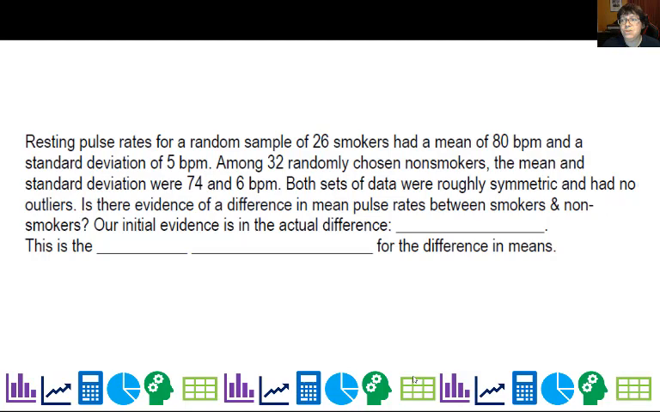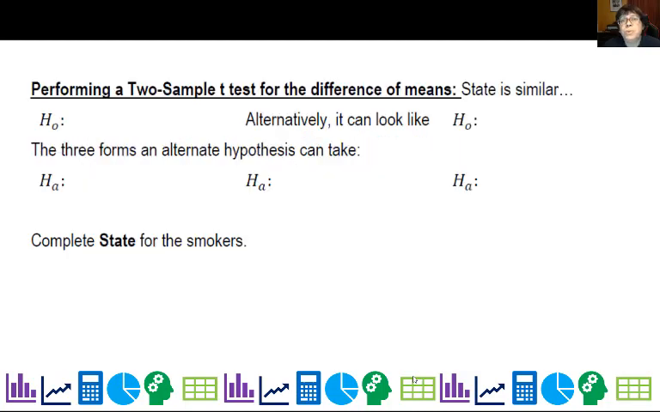Well, we do have some initial evidence, which is just subtracting the two means, and they seem to be about 6 beats per minute apart. This is what we call our point estimate. Now, we don't know if that's just from random chance or if it is too unusual to say it's just chance, that there's actually a difference. So we're going to perform a two-sample t-test for the difference in means.